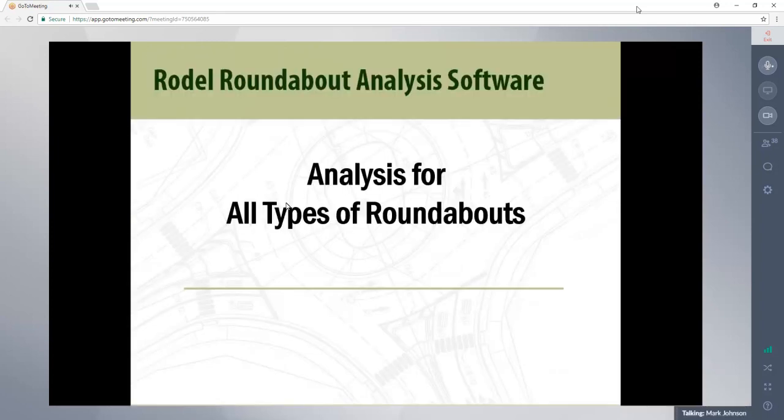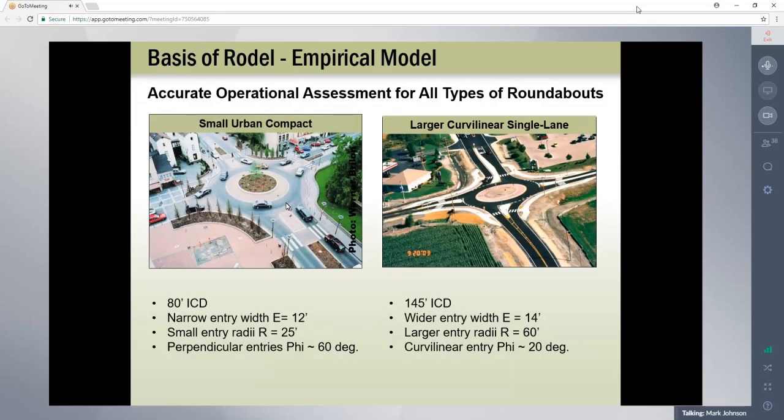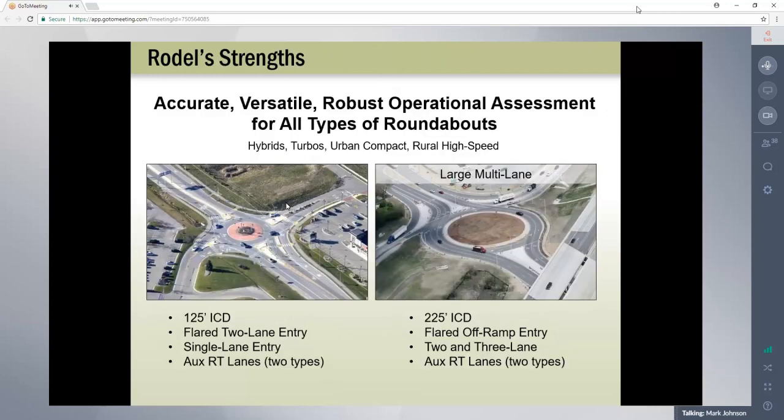It allows you to model different types of roundabouts: smaller, compact, single laners; larger, more curvilinear single laners will give you different capacity. Same thing with multi-lane designs. You can have a wide variety of types of designs, and Rodel will account for the operational effects of those different geometrics.